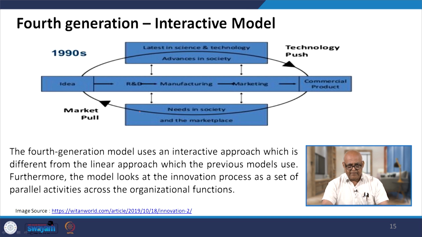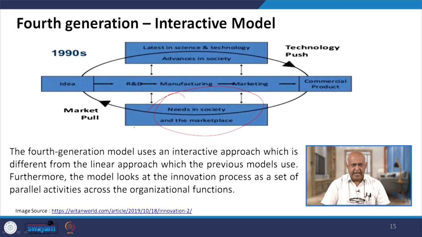So, this idea is giving R&D, manufacturing, marketing and the commercial product. Once your commercial product is available and fulfilling the need in society, then definitely you have successfully developed an interactive model, right from R&D to customer satisfaction, or market satisfaction. So, the fourth generation model uses an interactive approach which is different from the linear approach which the previous models used.